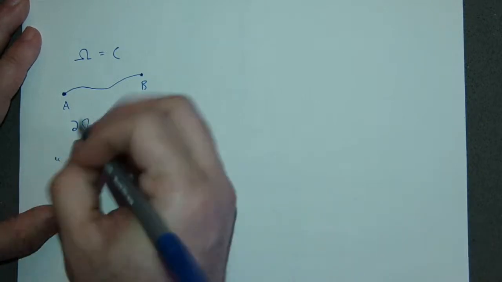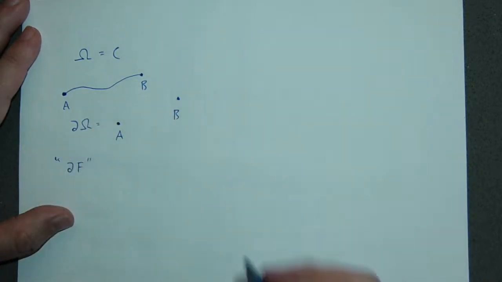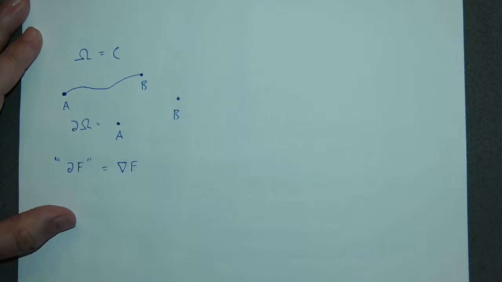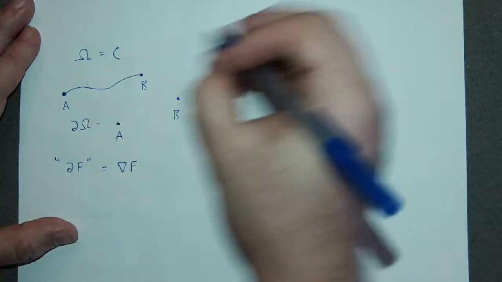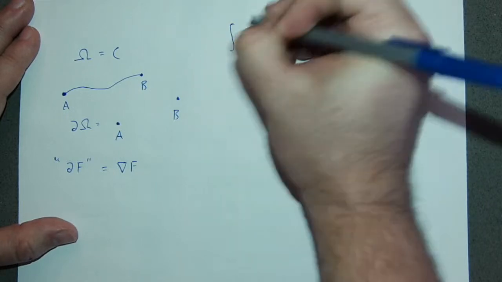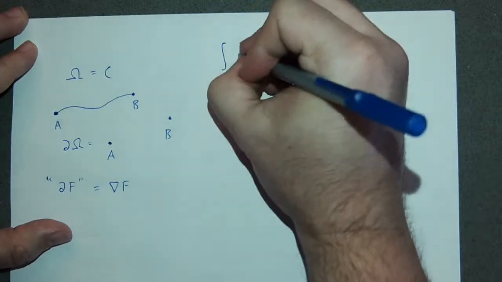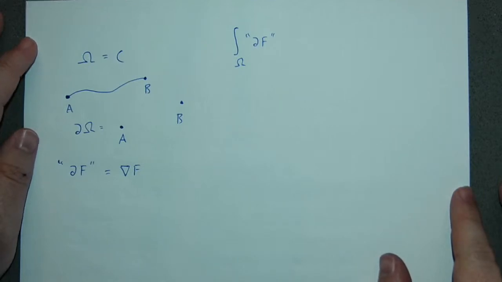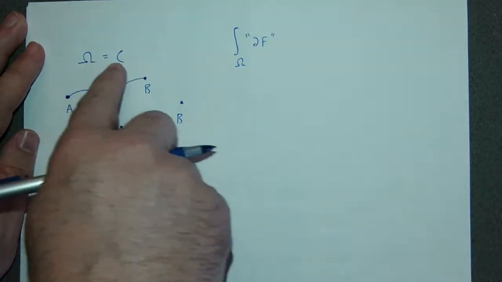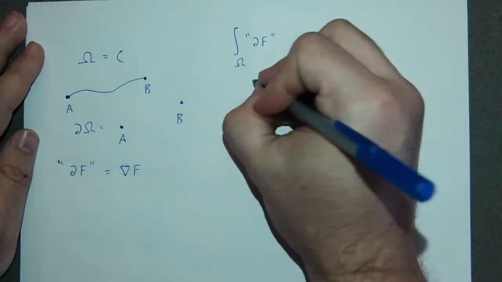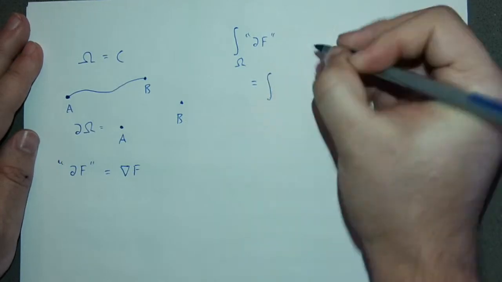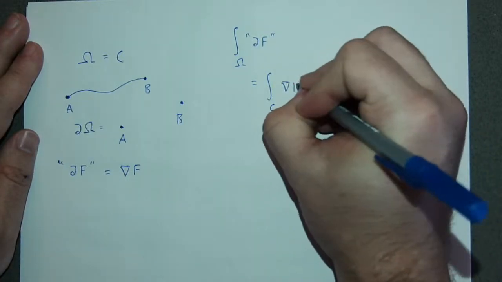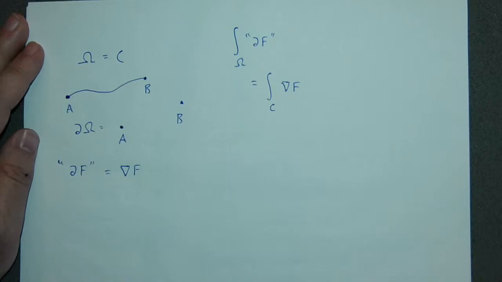And what if we take our del F to be the gradient of F? What is the integral along omega? This is the thing we're trying to look at. We're looking at the integral along omega of del F. But then an integral on omega is an integral along a curve. It's a line integral. So this is the integral along a curve of del F, which I'm calling the gradient of F.